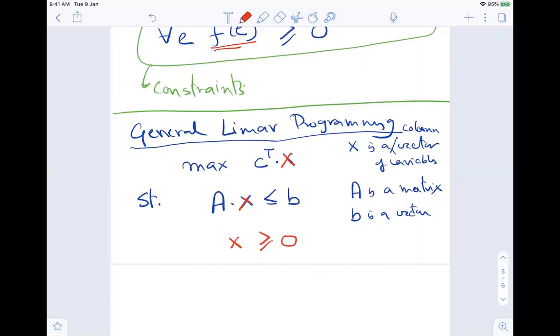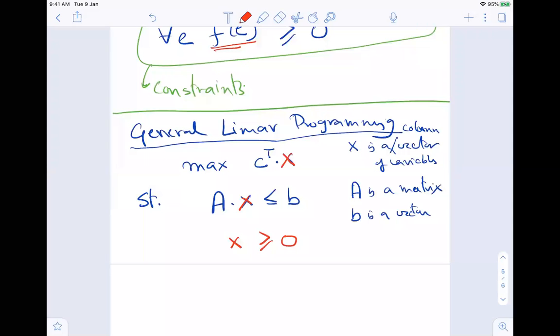So this is the general form of linear programming. You have a column vector X of variables. You have A dot X is less than B. That's the constraint. And you have C transpose X, but X is greater than or equal to 0. Right? Are you all fine with this? Yes, sir. So the inequalities are component wise. Right, the inequality is component wise.